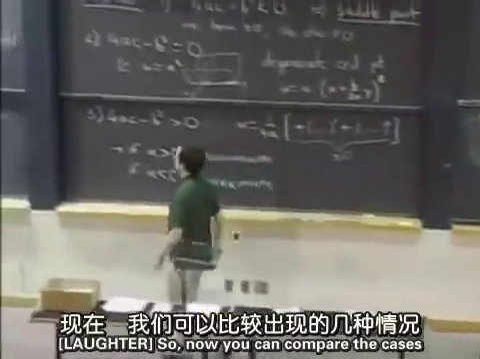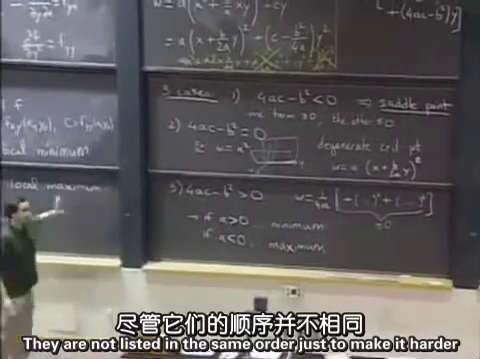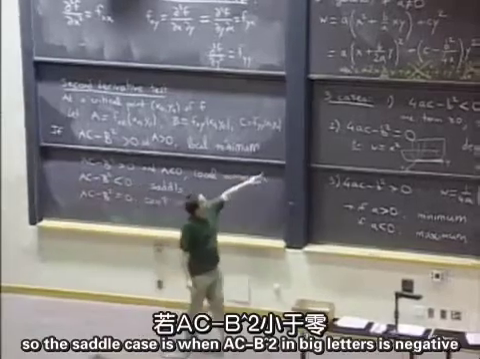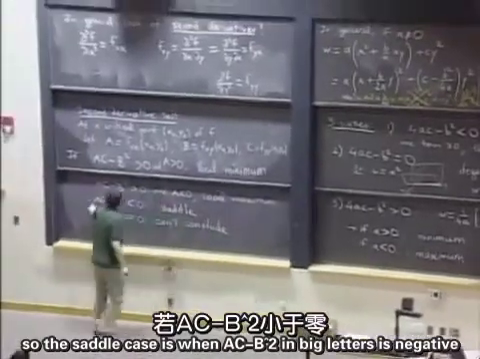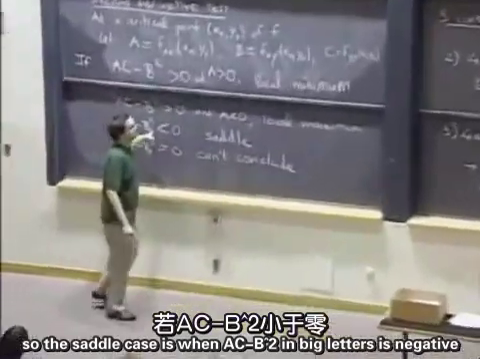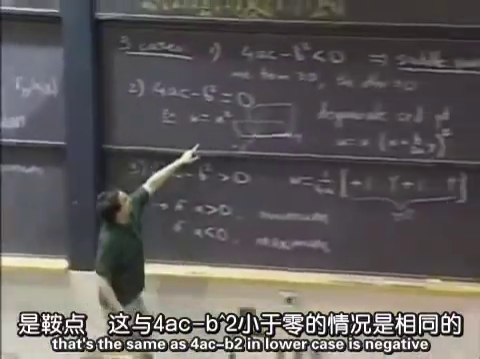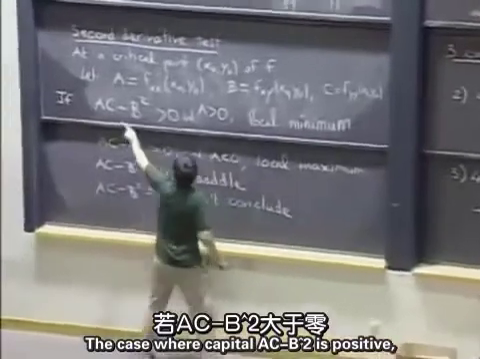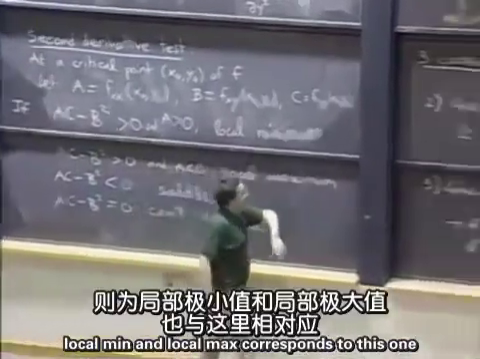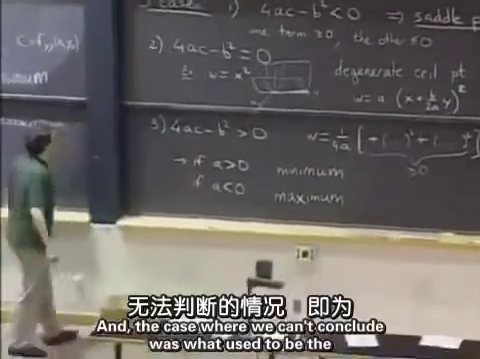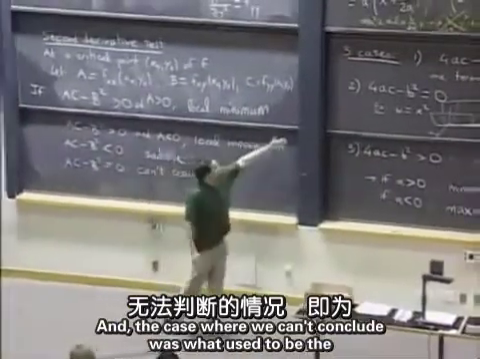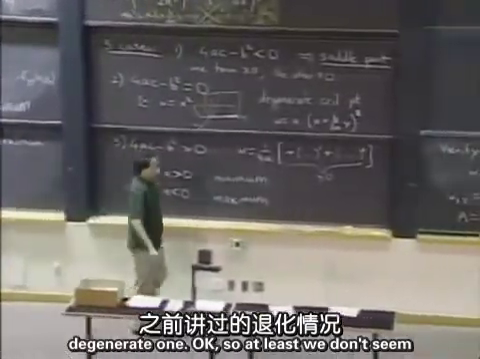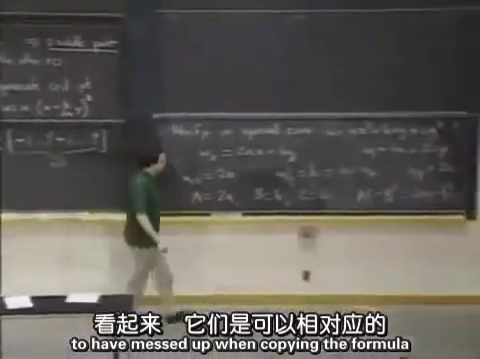So now you can compare the cases. Well, they're not listed in the same order, just to make it harder. So we said first the saddle case is when AC minus B squared in big letters is negative. That's the same as 4AC minus B squared in lowercase is negative. The case where capital AC minus B squared is positive, local min and local max, corresponds to this one. And the case where we can't conclude was what used to be the degenerate one. Okay, so at least we don't seem to have messed up when copying the formula.